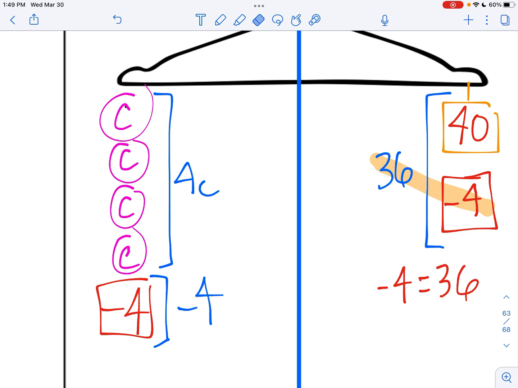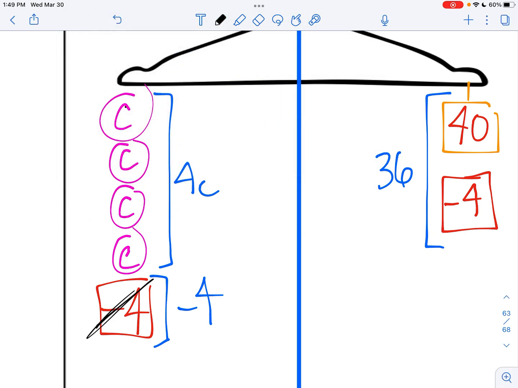So if I put 40 here, and I can use my calculator or I can use my brain, 40 take away 4 is 36. So this works. I have made 36 on this side. What's in the bracket makes 36. Awesome, awesome, awesome.